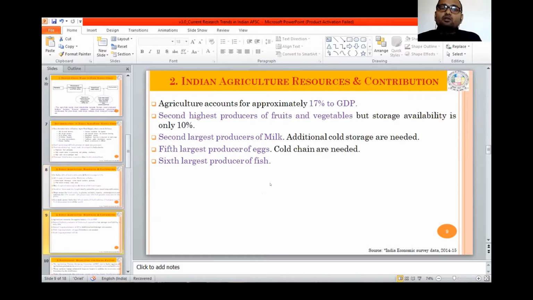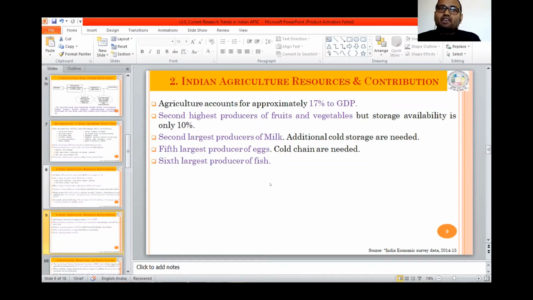Though all this richness is there resource-wise, agriculture still contributes only 17% to the GDP. So there is a need to discuss why these challenges or this problem is there, where we are lacking. This is a major thing. We are the second highest producer of fruit and vegetables, but storage availability is very low, around 10%. And we are the second largest producer of milk. Additional cold storages are required.